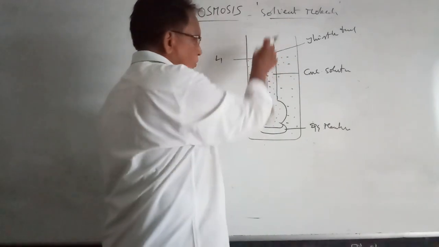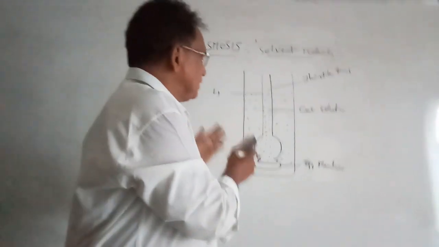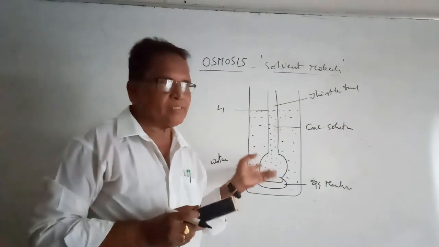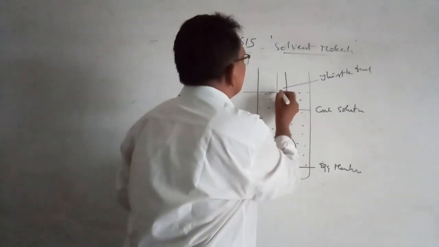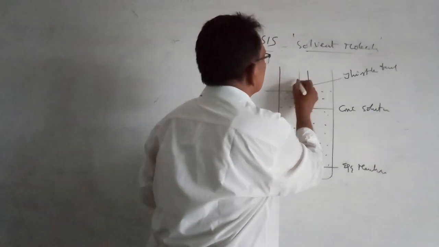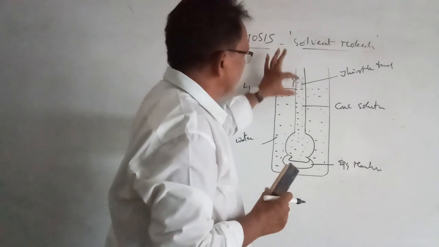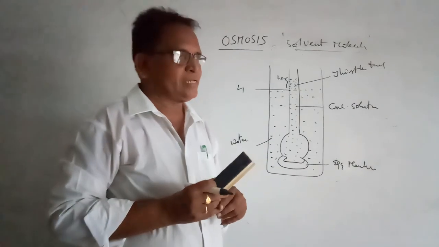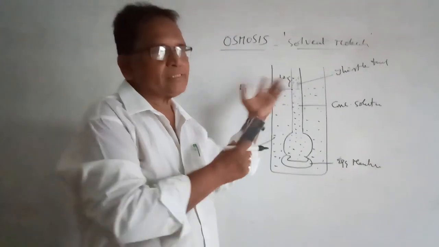We note the solution level, that is L1. If we keep this experiment for about 30 minutes, after 30 minutes, if we observe the experiment, we can observe there is an increase in its level. This level rises like this. So we can observe the increase in the level of the solution in the stem of the thistle funnel, and this increase in the level indicates osmosis.